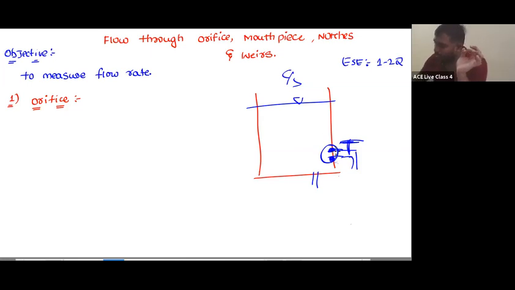And whatever tube I am fitting over here, this tube is known as a mouthpiece. The tube fitted here is known as a mouthpiece, and this opening is known as an orifice. So the opening where you allow the flow is the orifice, and the pipe that you fit to this opening is known as a mouthpiece. Okay.